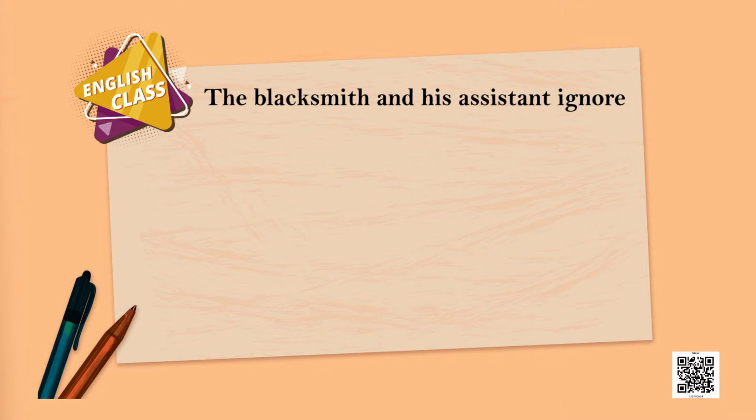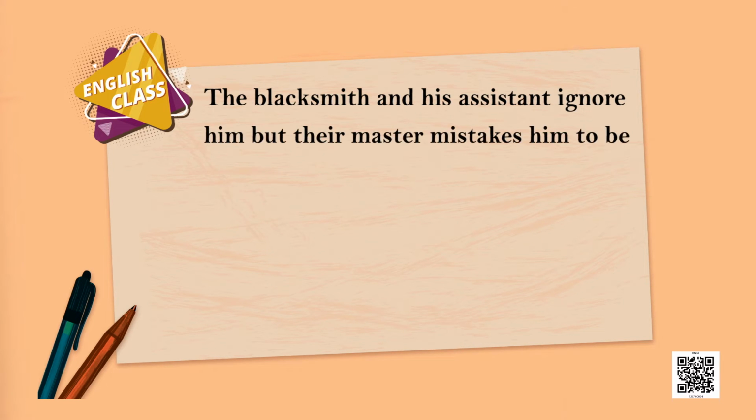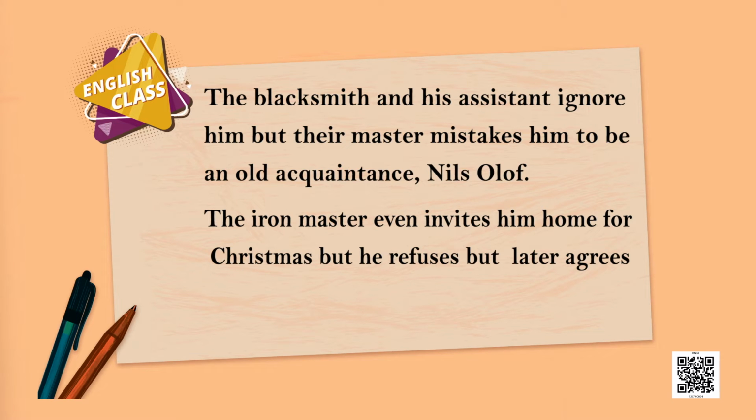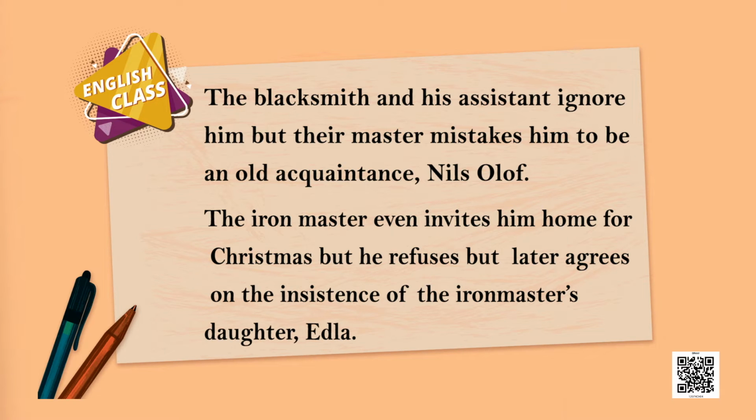The blacksmith and his assistant ignore him, but their master mistakes him to be an old acquaintance, Niels Olof. The ironmaster even invites him home for Christmas, but he refuses. But later he agrees again on the insistence of the ironmaster's daughter, Edla.